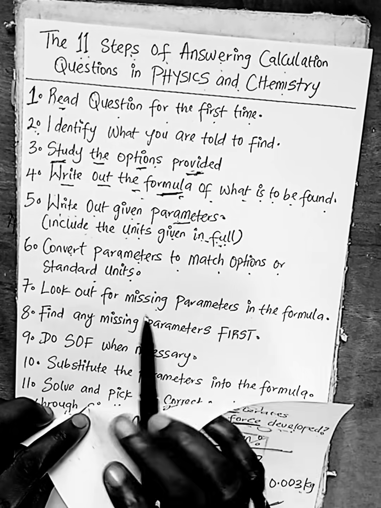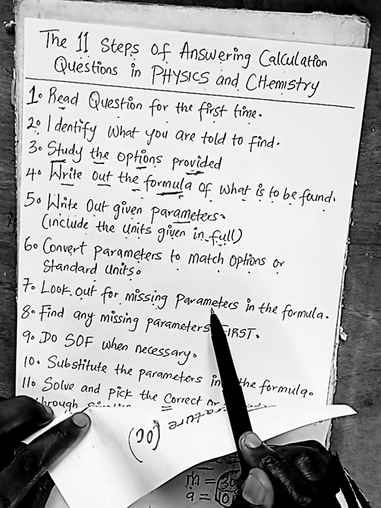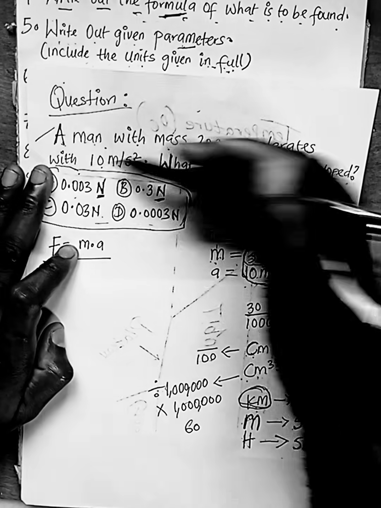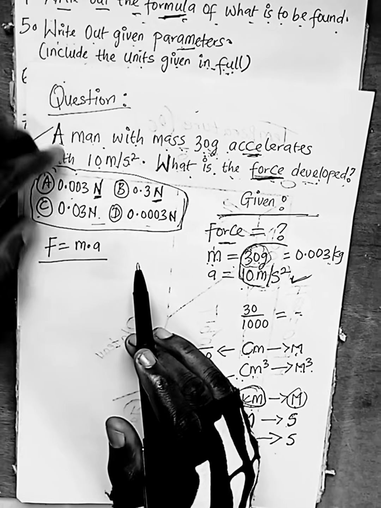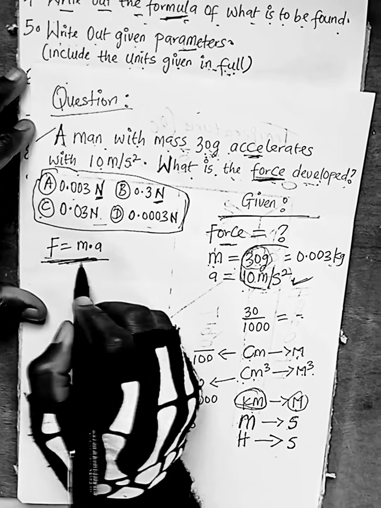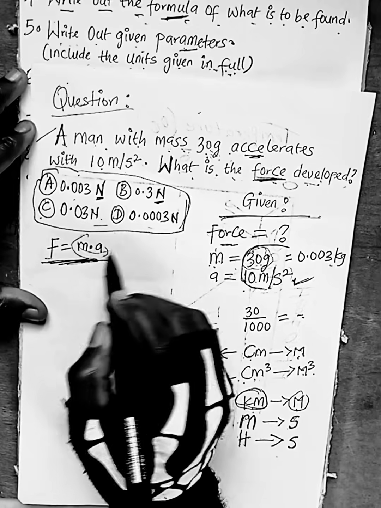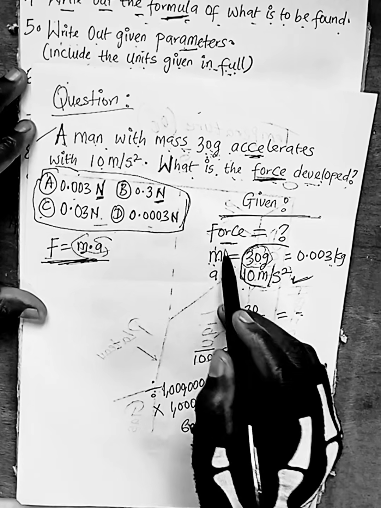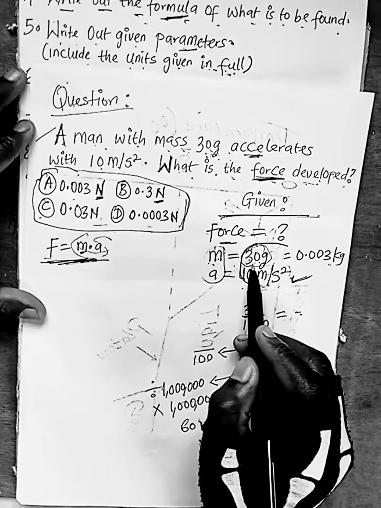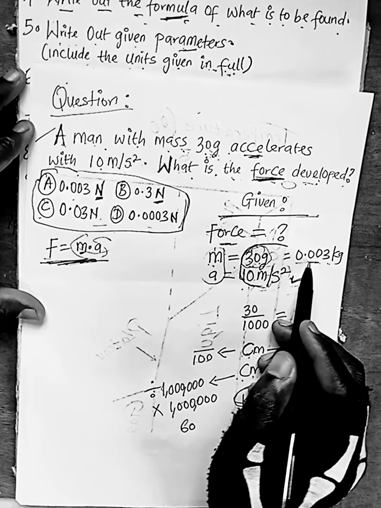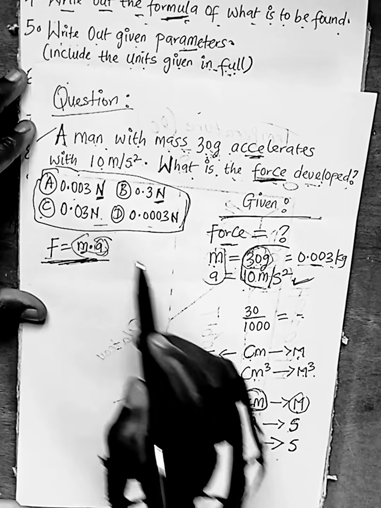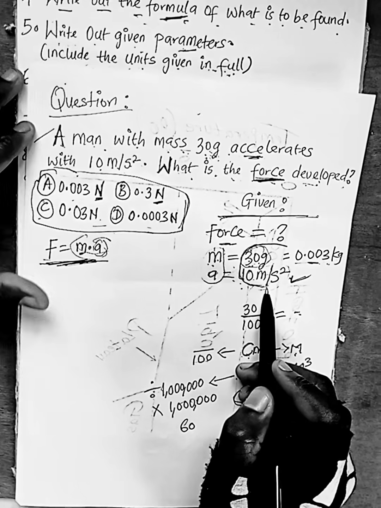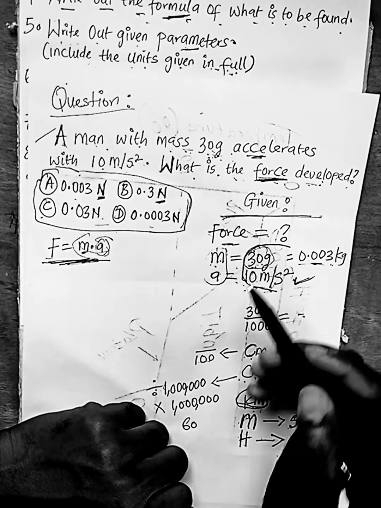The next step says look out for missing parameters in the formula. How do we find missing parameters in this formula? This is the formula of what we are told to find. We now have to find the missing parameter, if there's any missing parameter in this formula. For example, we have mass here in the formula. Do we have mass among the parameters given to us? Yes, we have mass here. Acceleration, do we have acceleration here? Yes, we have acceleration here. So you can see that we have all the parameters, so we can solve.